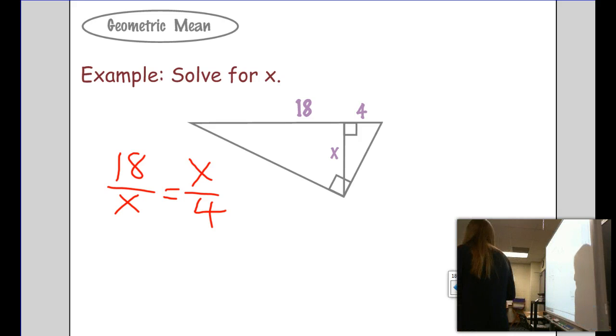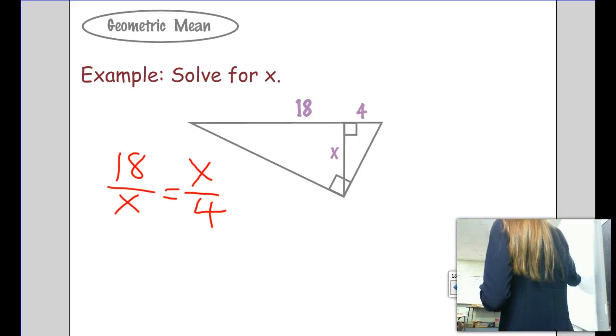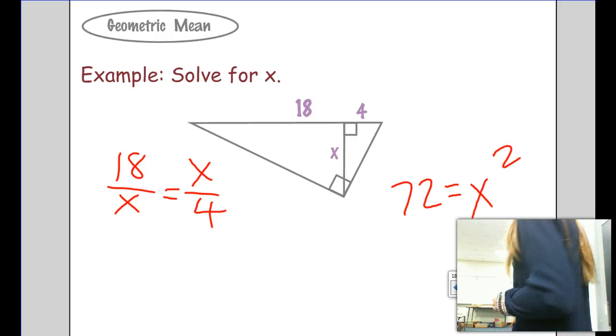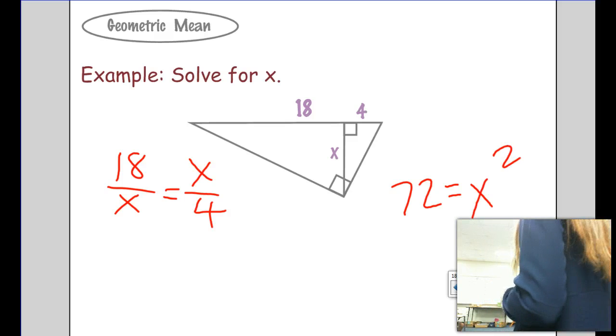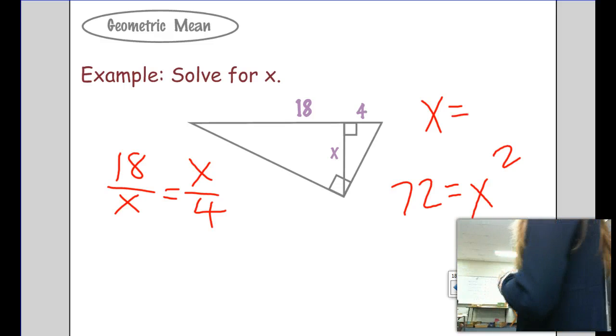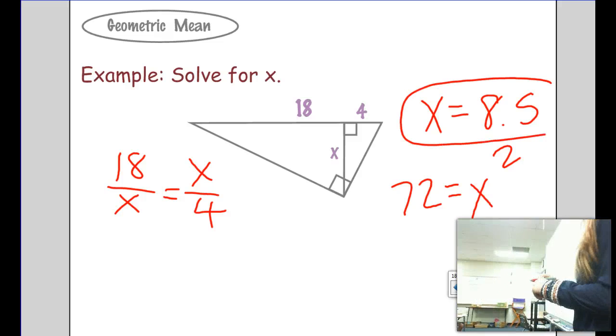Torin, what do you get when you cross multiply? 72. Oh, did we already do this one? Yeah, this was the one I made up. I didn't even realize I was doing this example when we made this up. Okay, we already did this. X equals, what's the decimal approximation? 8.5. Cool. That's nice.